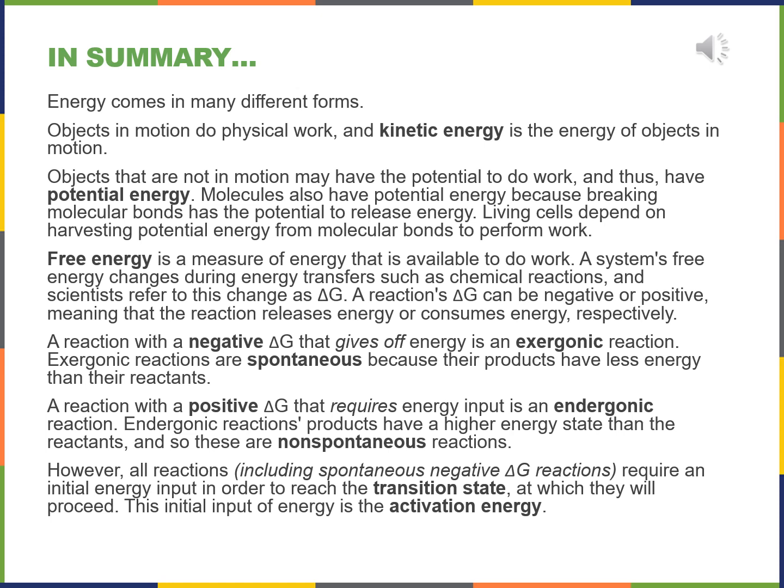Free energy is a measure of energy that is available to do work. A system's free energy changes during energy transfers such as chemical reactions, and scientists refer to this change as delta G. A reaction's delta G can be negative or positive, meaning that the reaction releases energy or consumes energy, respectively. A reaction with a negative delta G that gives off energy is an exergonic reaction. Exergonic reactions are spontaneous because their products have less energy than their reactants.